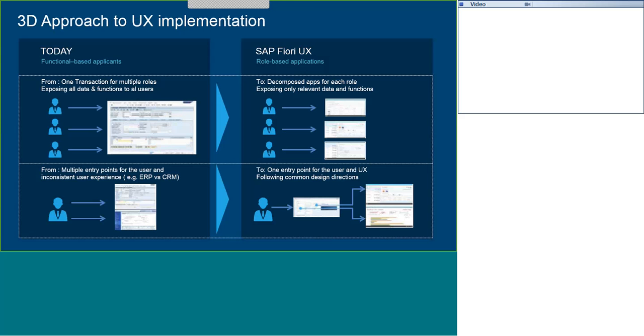Next, this slide shows in a simplified manner how Fiori apps transition from functional-based to role-based applications, mainly to enhance the user experience by decomposing the apps for each role, exposing only the relevant data that's necessary and the functionality of that data. Also, instead of multiple entry points for the user, there would be a single sign-on entry point.